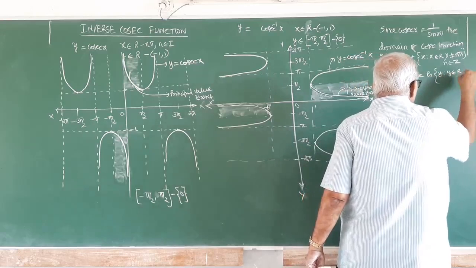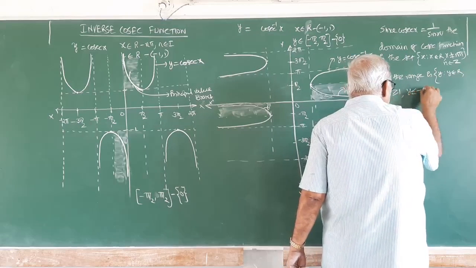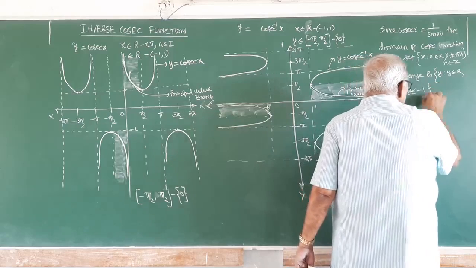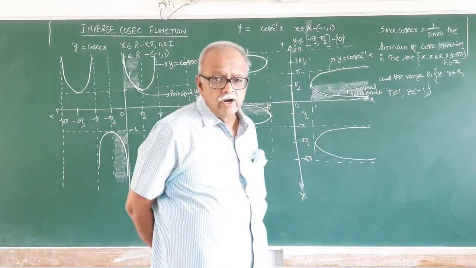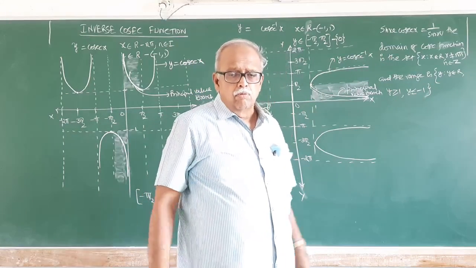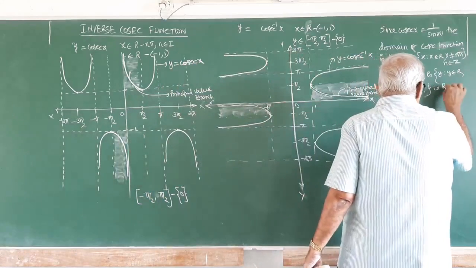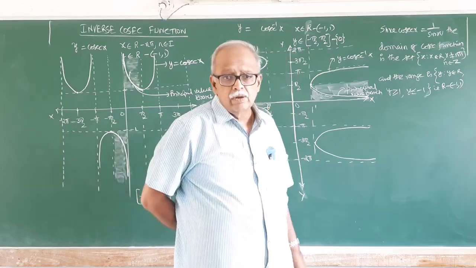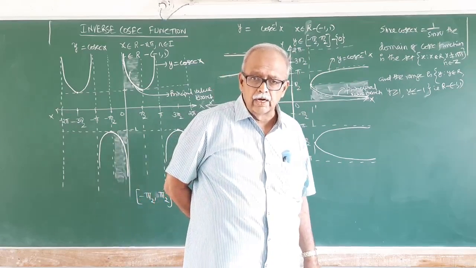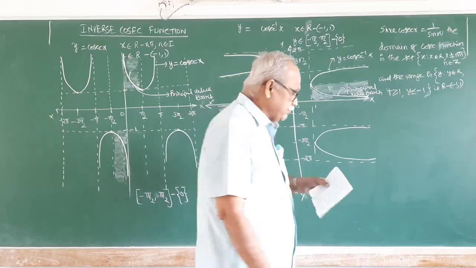{y belongs to R, y is greater than or equal to 1, y is less than or equal to minus 1}. That is R minus (minus 1, 1). That is the value for the range.